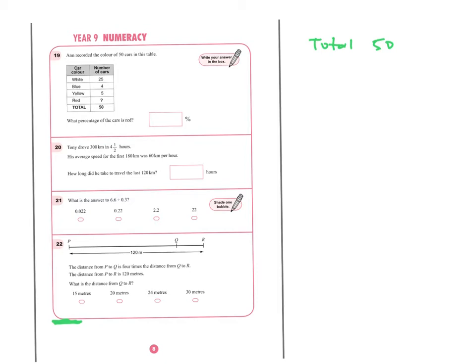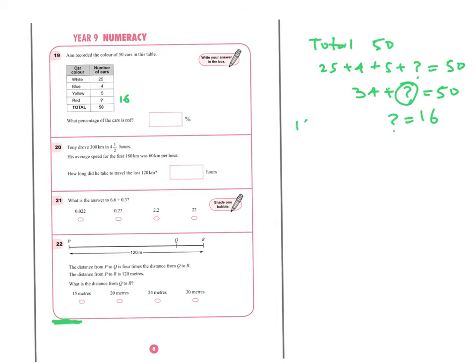If the total is 50, we have 25 plus 4 plus 5 plus a question mark, which we can call x or anything, is equal to 50. So we're looking for what number we need to add to give us 50. If you use algebra, this unknown number is going to be equal to 16. But that's not the question. The question is what percentage.